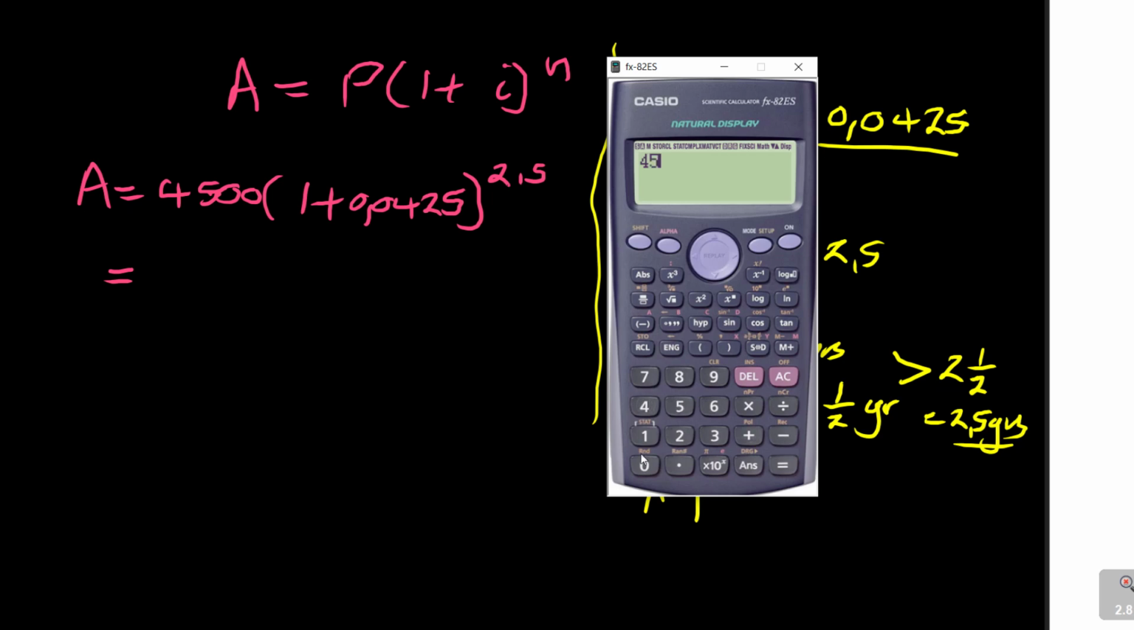So it's 4,500 bracket 1 plus 0.0425, and then to the power of 2.5. And then the answer you get, you can put it to 2 decimal places. But check what your exam instruction is saying. So if it's 2 decimal places, it is 4993.47.